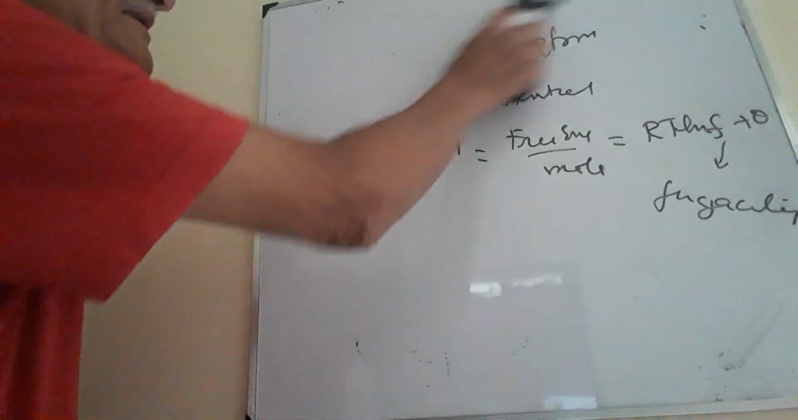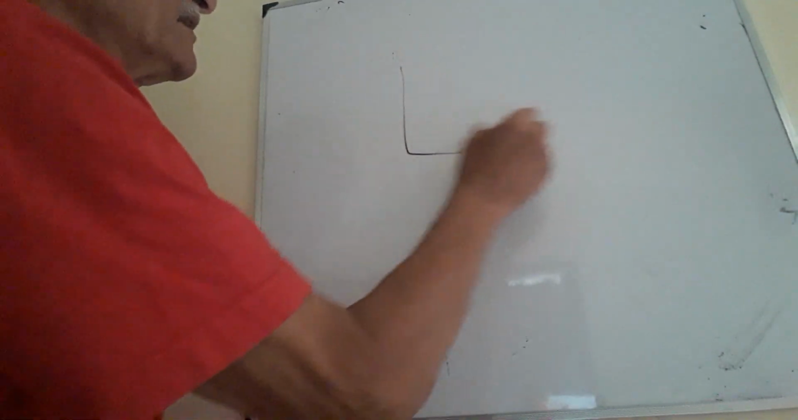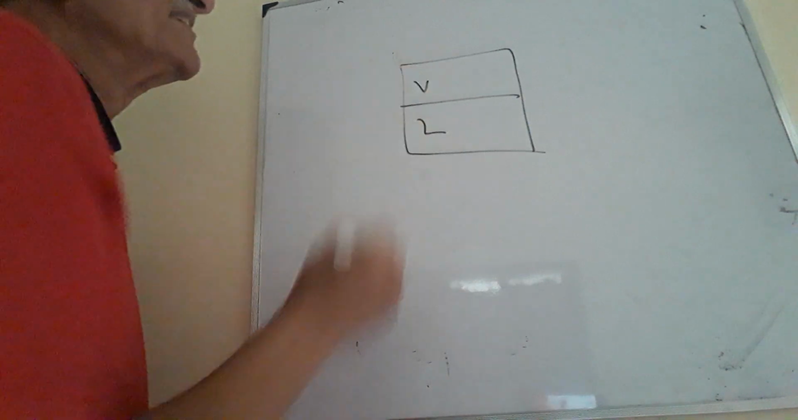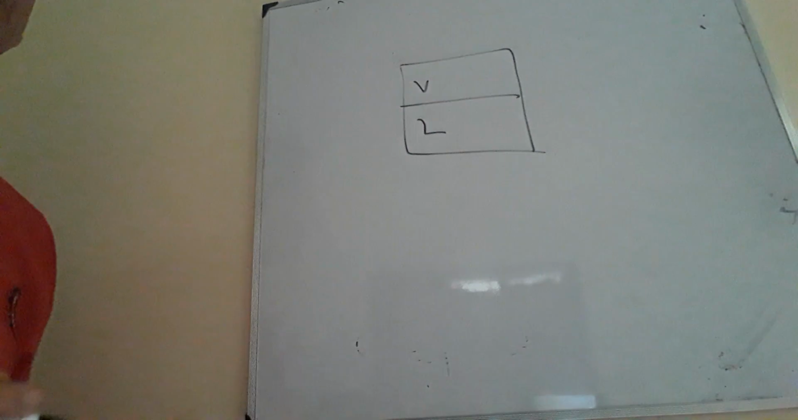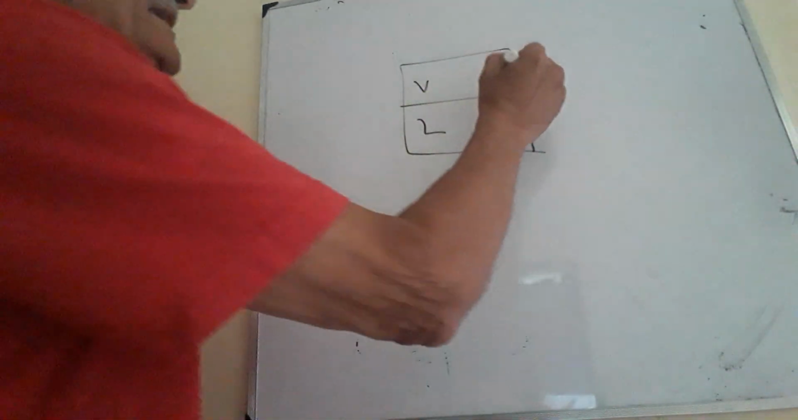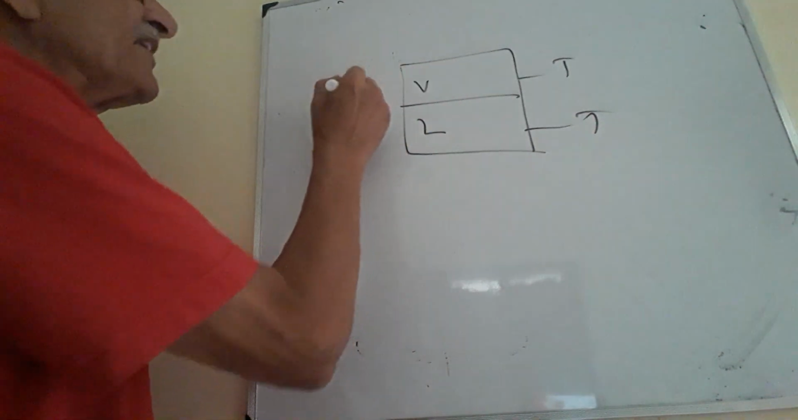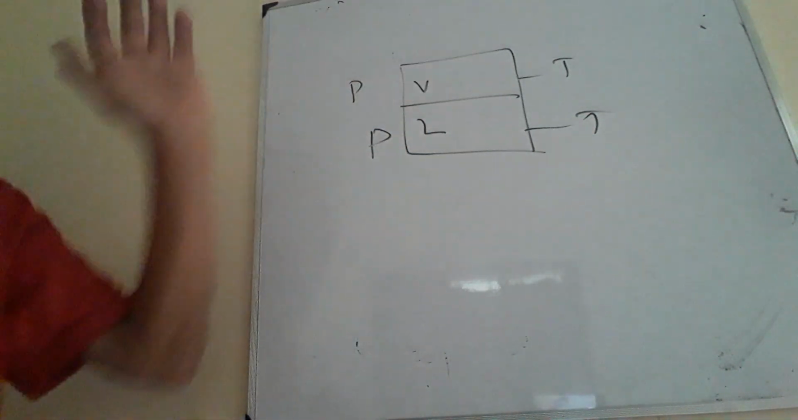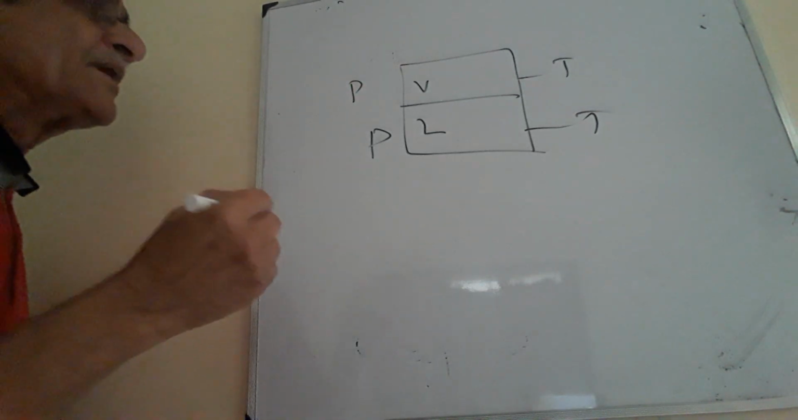For example, you have got a liquid phase and a vapor phase. There is vapor here, there is liquid here. Now at equilibrium, the temperature of this phase and this phase will be same. Pressure of this phase and pressure of this phase will be same. So pressure in the vapor phase and liquid phase will be same. Then apart from that, we have got chemical equilibrium.